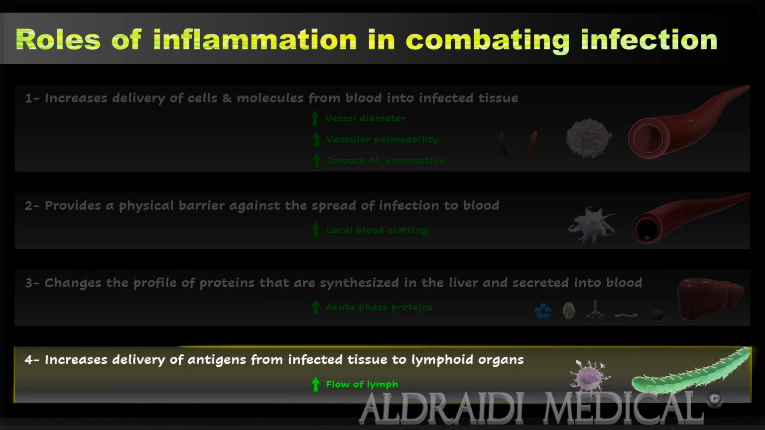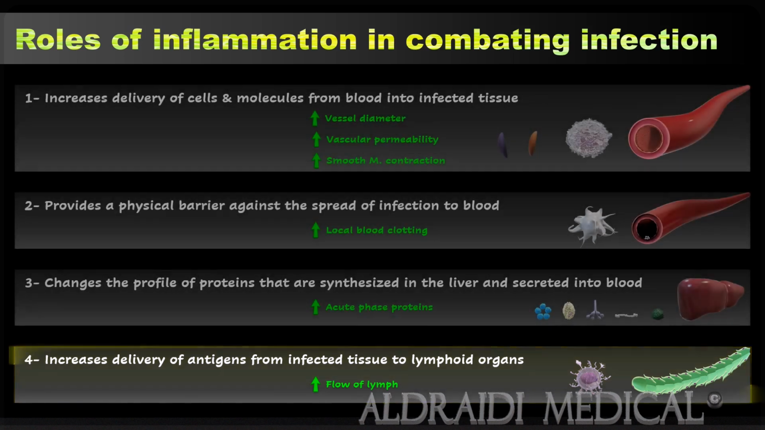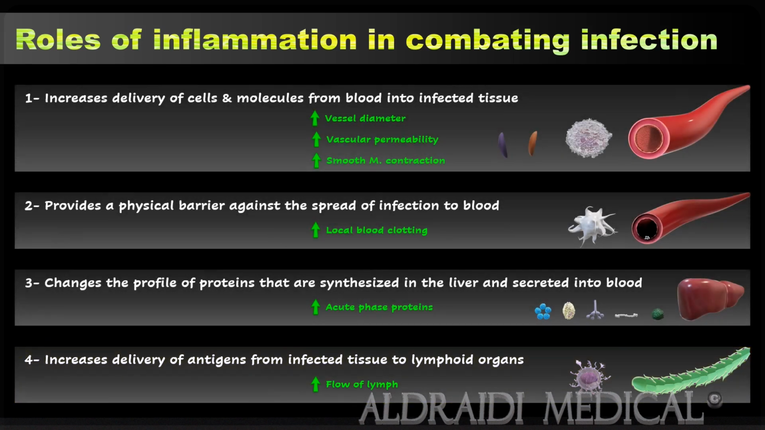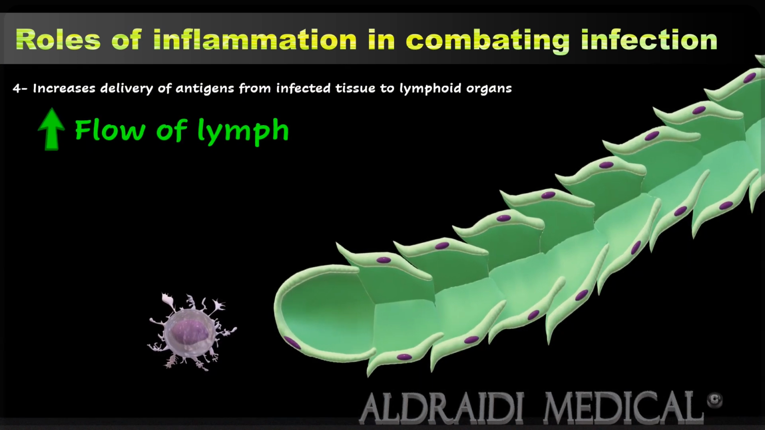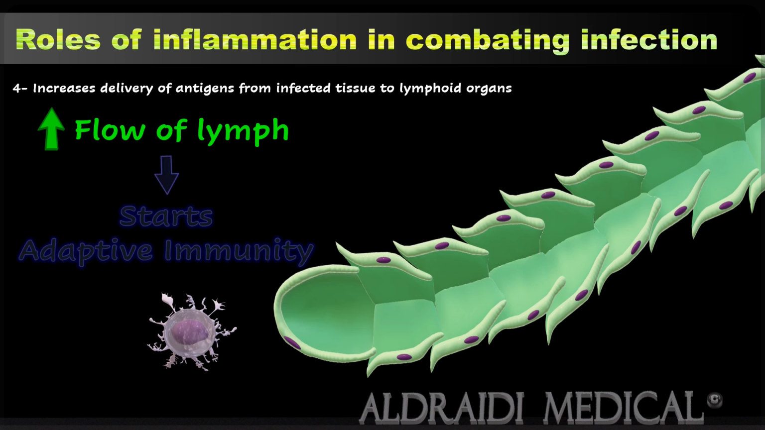The fourth role of inflammation is increasing the delivery of antigens from the area of infection to our lymphoid tissue, mainly by increasing the flow of lymph. We will discuss these four roles in detail in a separate lecture, but I want to further address the fourth role of inflammation, which is increasing the flow of lymph and thus increasing the delivery of antigens to our secondary lymphoid organs. This process is critical for initiating the third-line adaptive defenses.